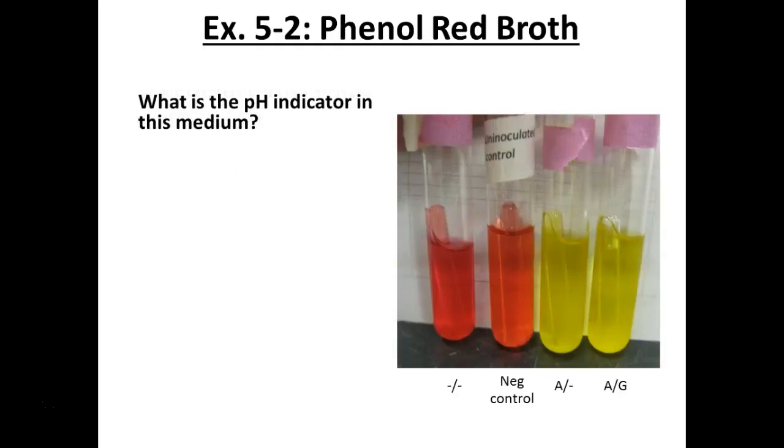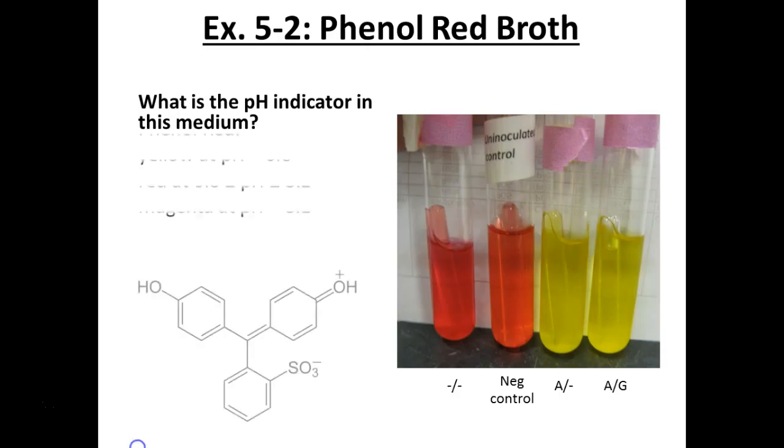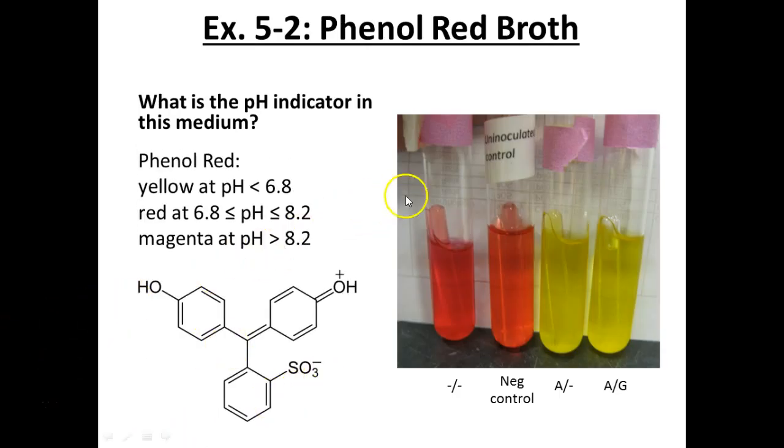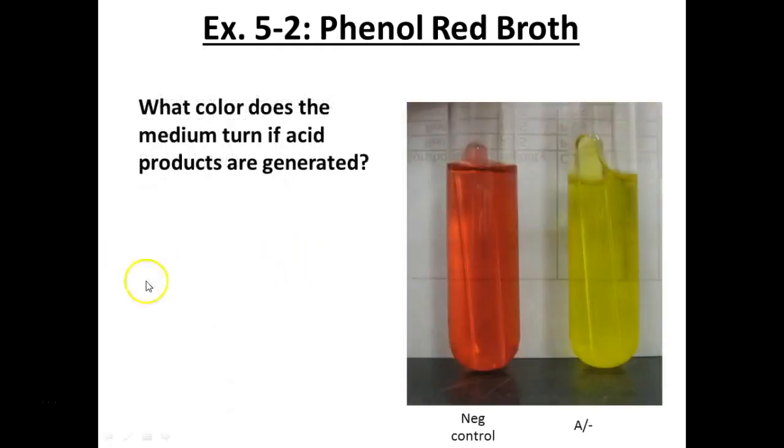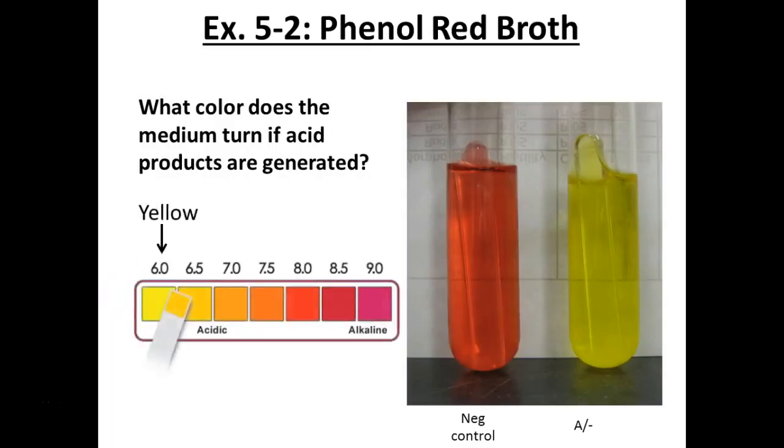So what's the pH indicator in this media? It's the name of this test. Phenol red, right? Phenol red is going to turn yellow at acidic pH, and not very acidic, just 6.8. It'll turn red at higher pHs, at basic, and magenta at 8.2 or higher. So what color does the media turn if acid products are generated? Yellow, right? So here's a tube. You can clearly see the yellow color, right? So you know that's acid production, but you don't see any bubble in the Durham tube, so it's minus for gas, right? Negative.